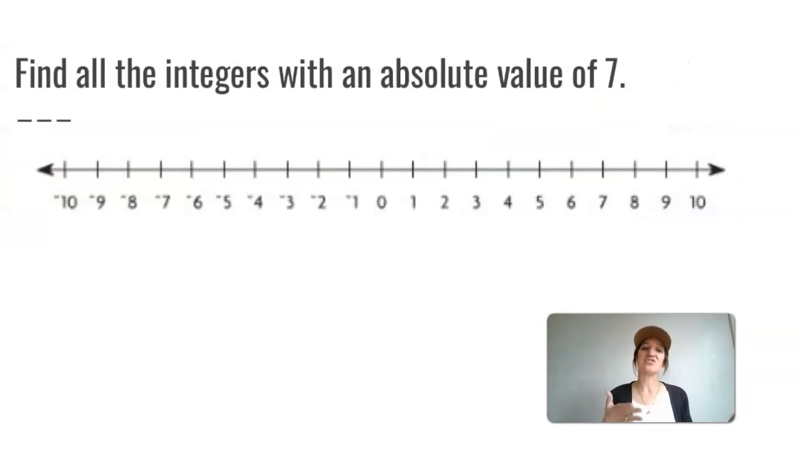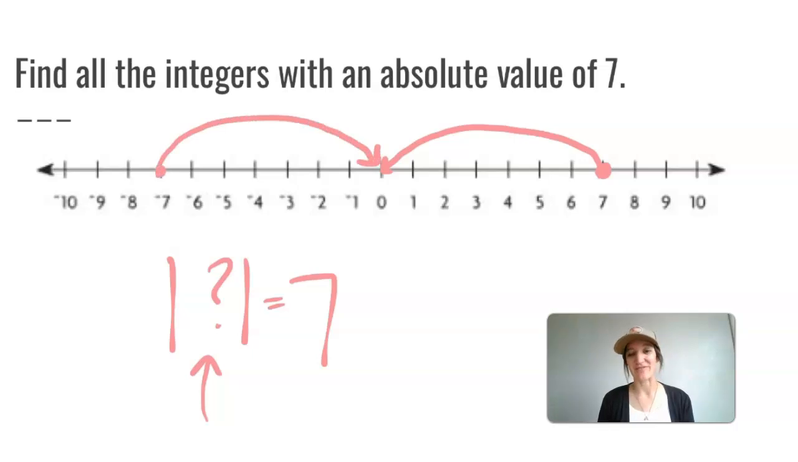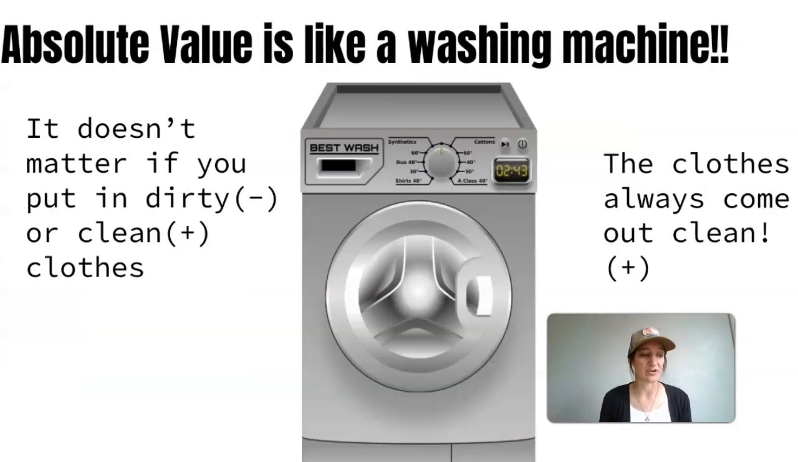So let's find all the integers with an absolute value of 7. If I were to have a number inside here and the answer be 7, what would that number be? Well, obviously 7, because 7 is 7 away from 0. But there's also -7, isn't there? That's also 7 away from 0. So we could write the absolute value of 7 is equal to 7, or the absolute value of -7 is equal to 7, or both. They both have the same distance from 0, so they both have the same absolute value.